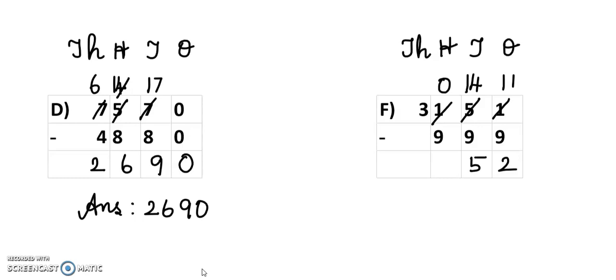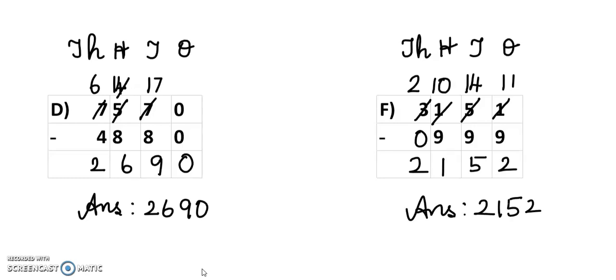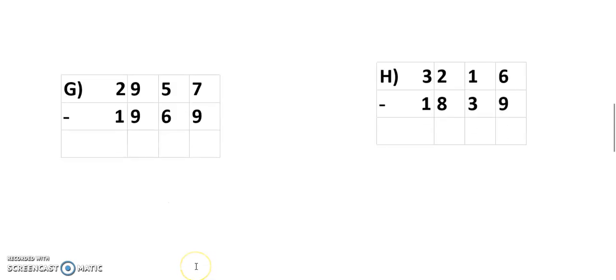Next, we have to subtract 0 minus 9. See, again we can't subtract 0 minus 9. So we have to borrow from the thousands place. So 3 becomes 2. Then here 0 becomes 10. 10 minus 9. 9 after 10. So 1 is the answer. Here they have given only a 3-digit number, so you can write 0 here. So 2 minus 0. What is the answer? 2152.